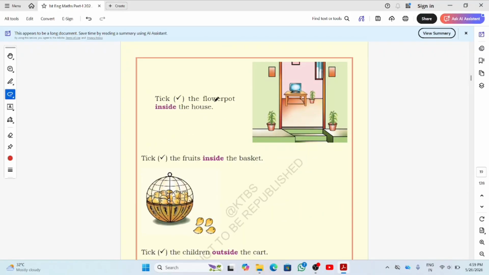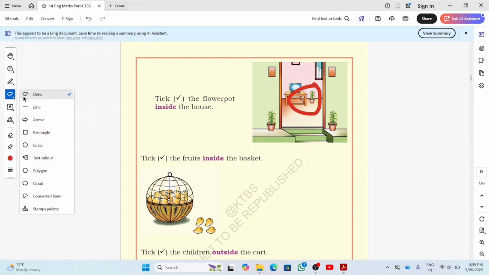Next we have, tick the flower pot inside the house. These flower pots, are there any other flower pots here? Yes, here it is there. So these two flower pots are outside the house. This flower pot is inside the house. Which one? This flower pot is inside the house. Okay.